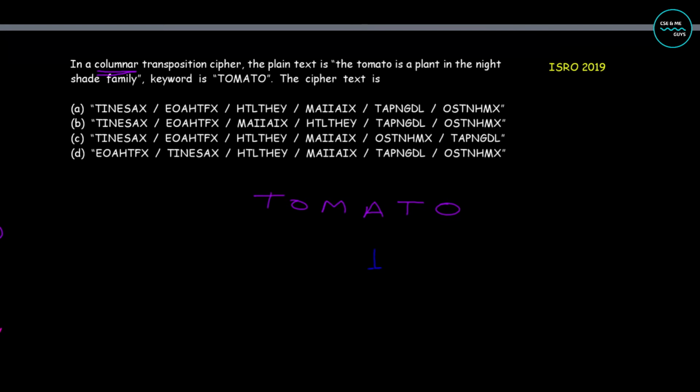Okay, so for numbering, we have to find this one. Second will be M. Third will be... so we have third which is O, but we have two O's. So which one will be given third and which one will be given fourth? Just start from here, left to right.